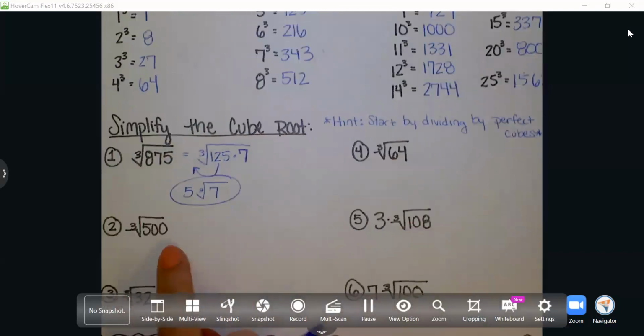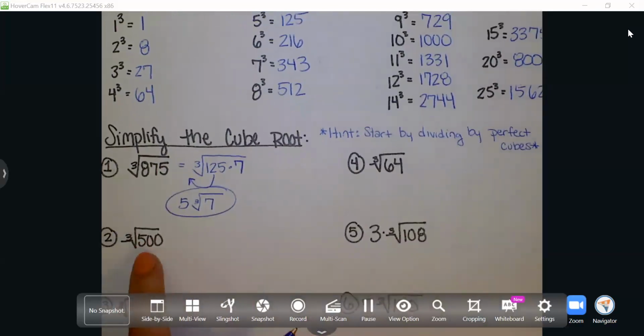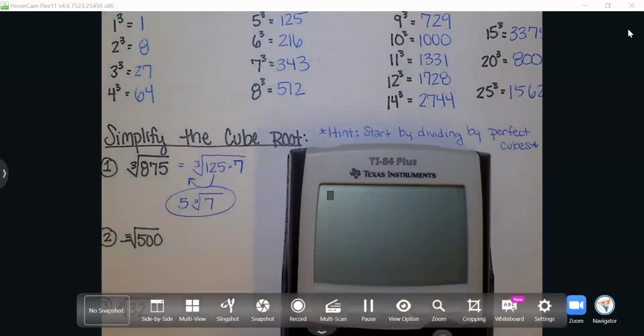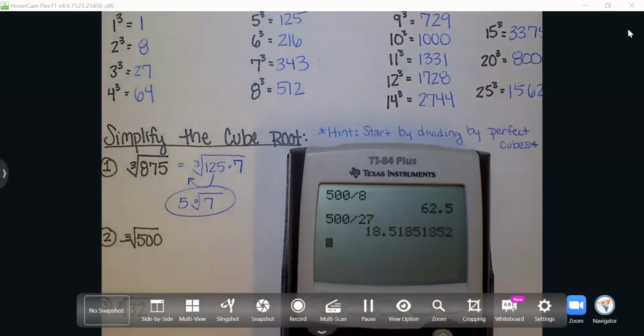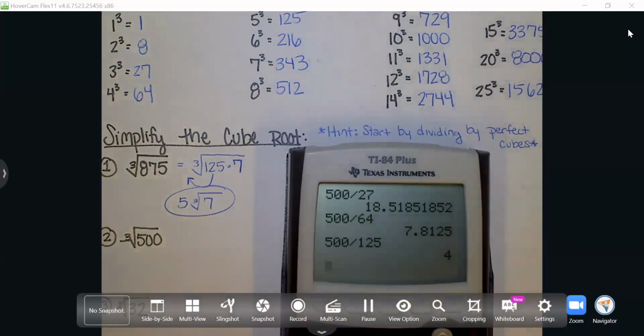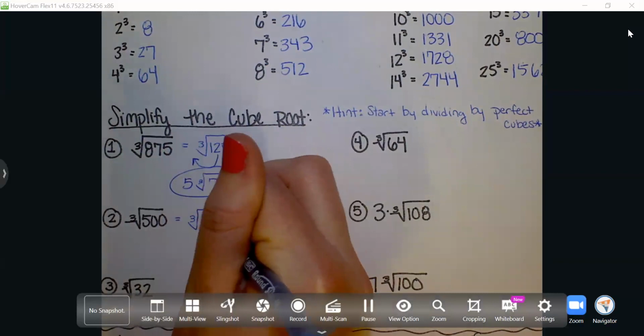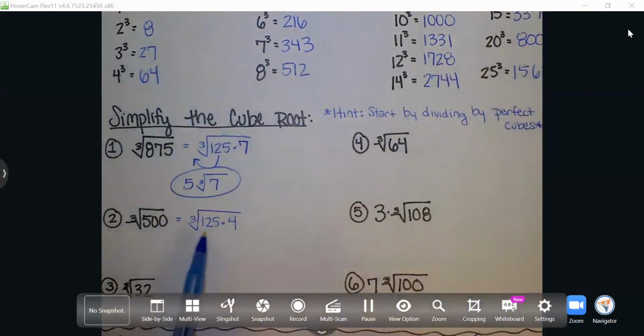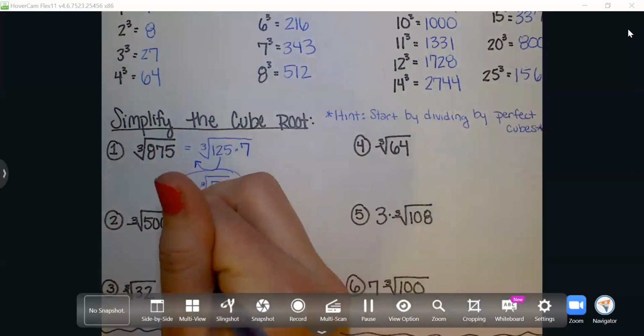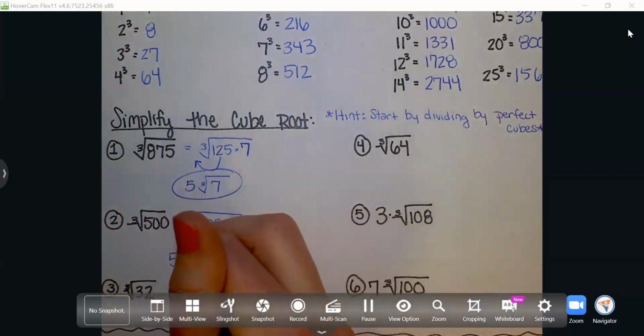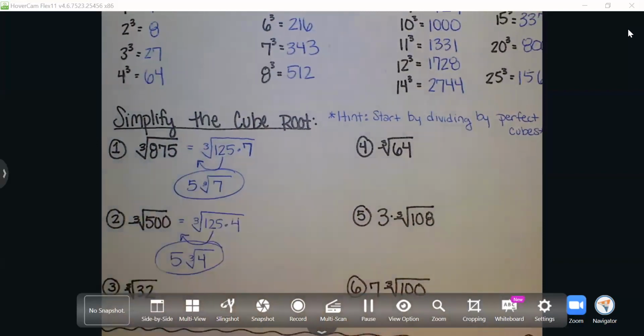Let's do the same idea for this next one. 500, I'm going to divide it by my perfect cubes. 500 divided by 8, 500 divided by 27, 500 divided by 64, 500 divided by 125, and I end up with another 125 as a factor. That's funny. 125 and 4. So I'm going to break this down into 125 times 4. 125 is a perfect cube, so it gets to come out and become a 5. I'm left with the cube root of 4 underneath.